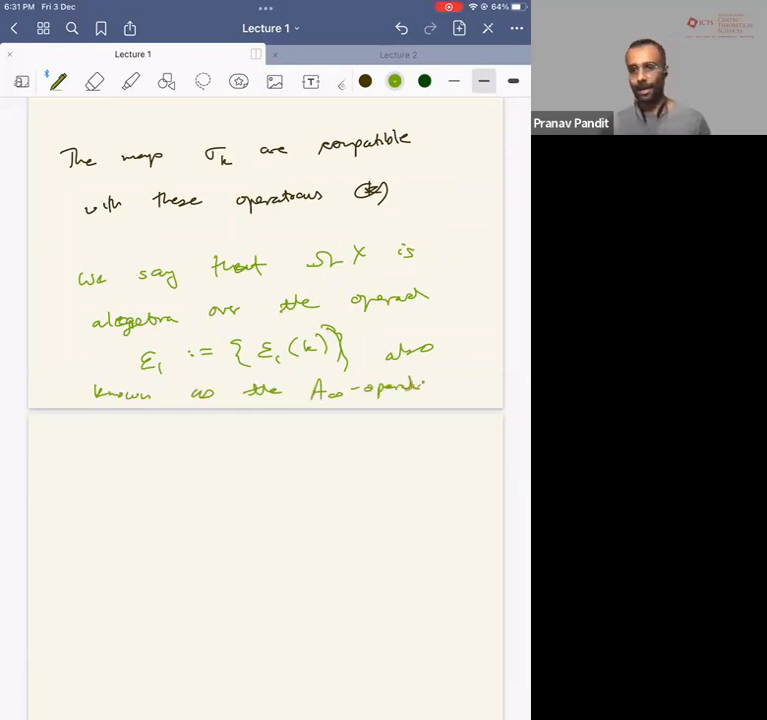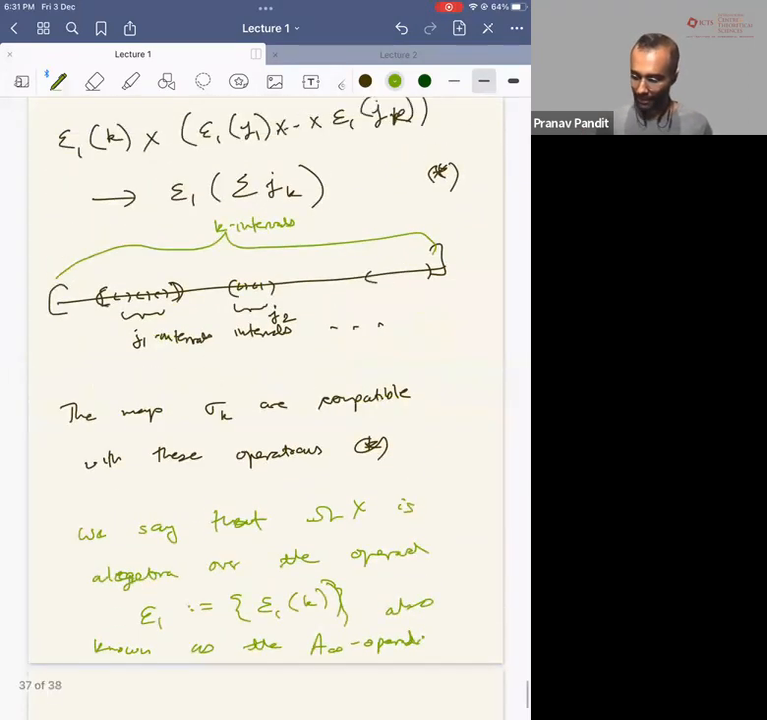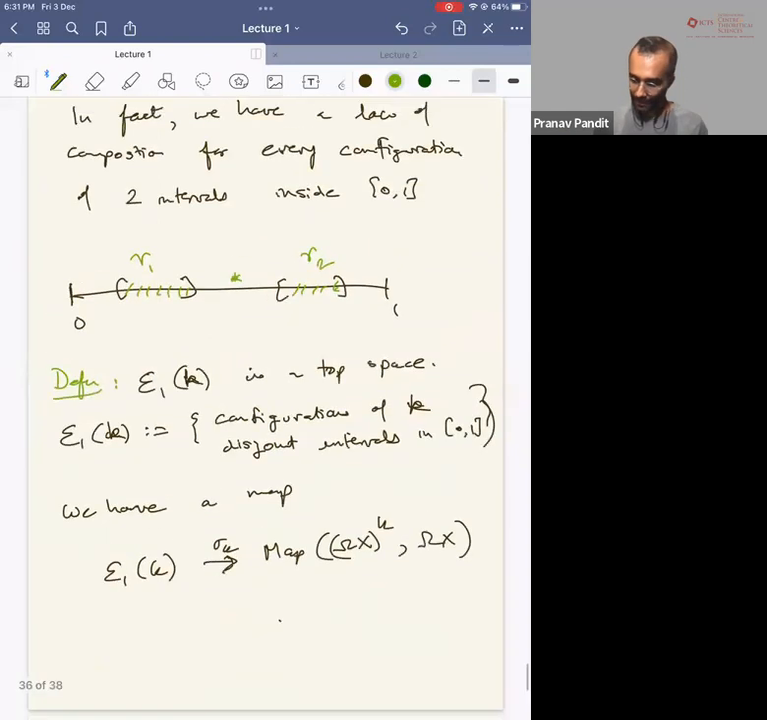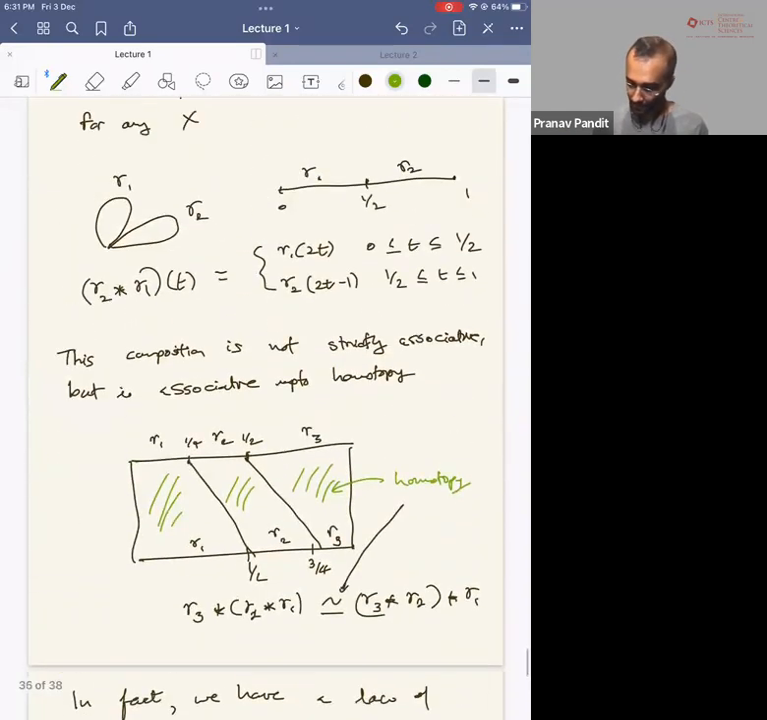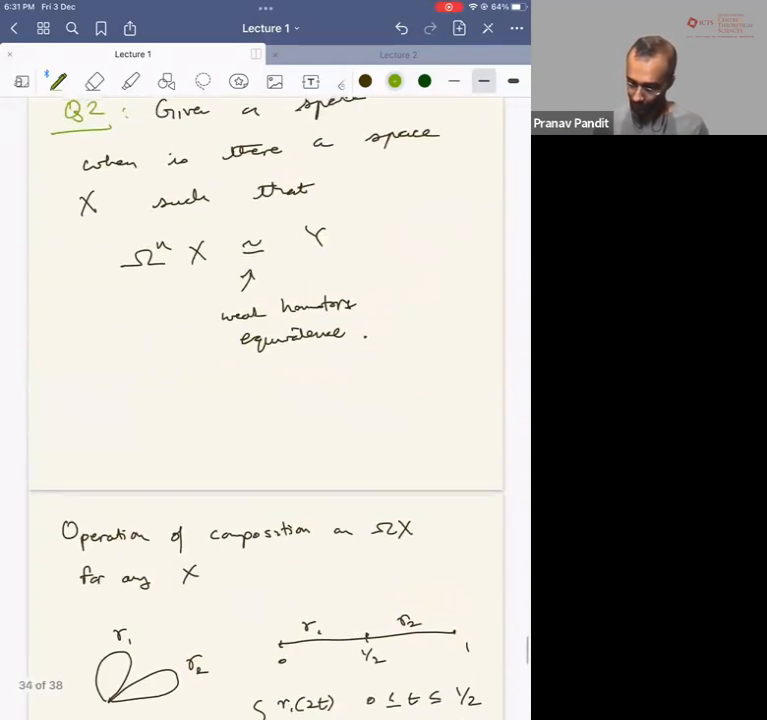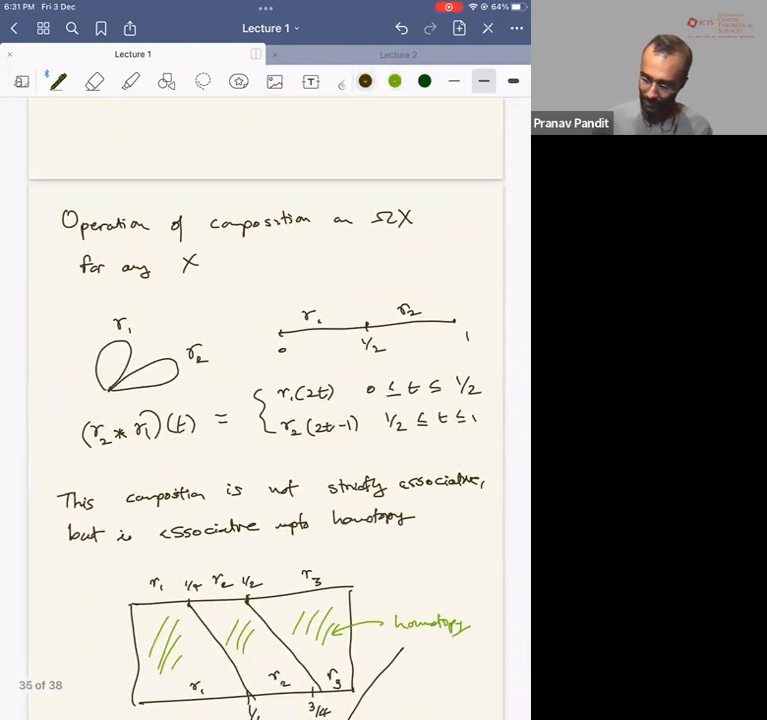And obviously I talked about the E1 case. I call this E1 because you can play the same game for any n, in any dimension, right? So I can go back to this whole story and replace loops by the n-fold loop space, omega n x. And then instead of composing loops, I would be composing spheres. And so I would get an action of the En operad.